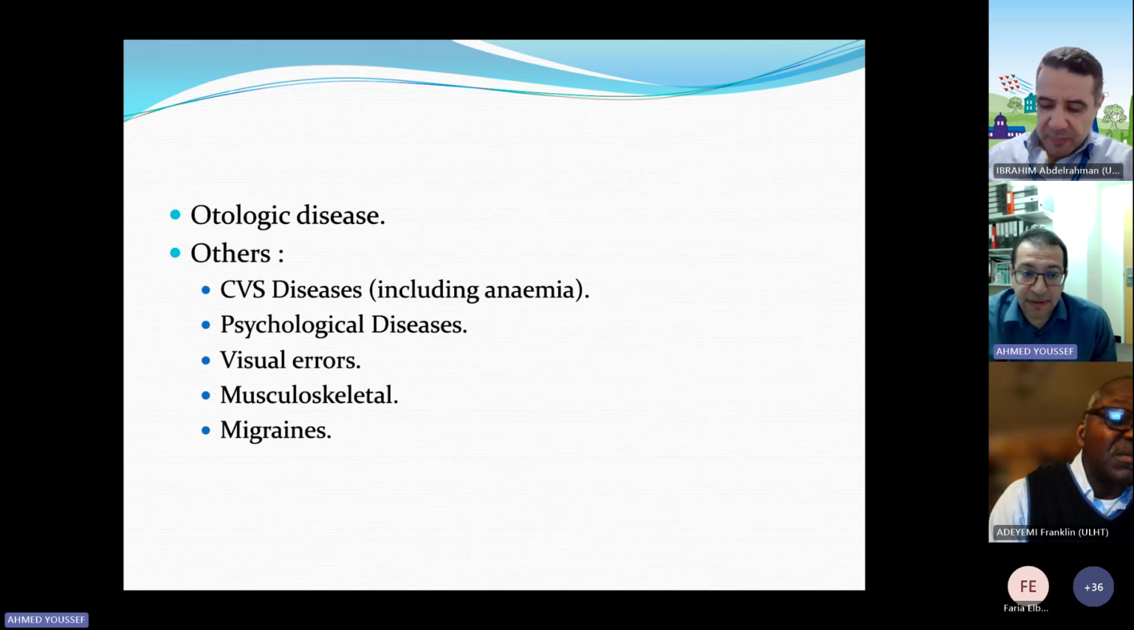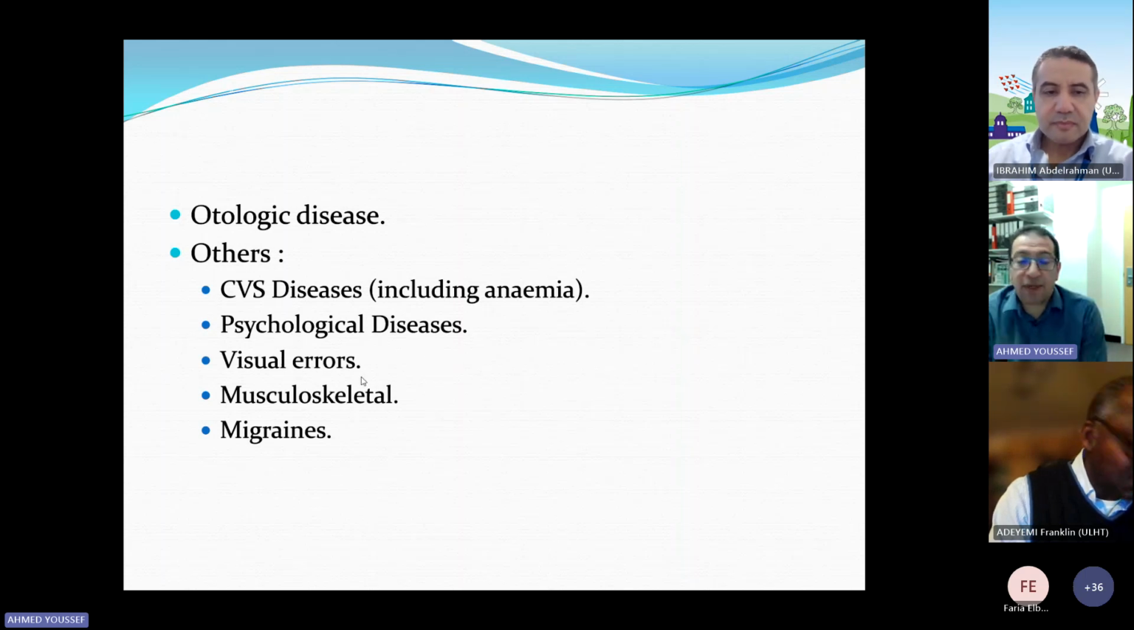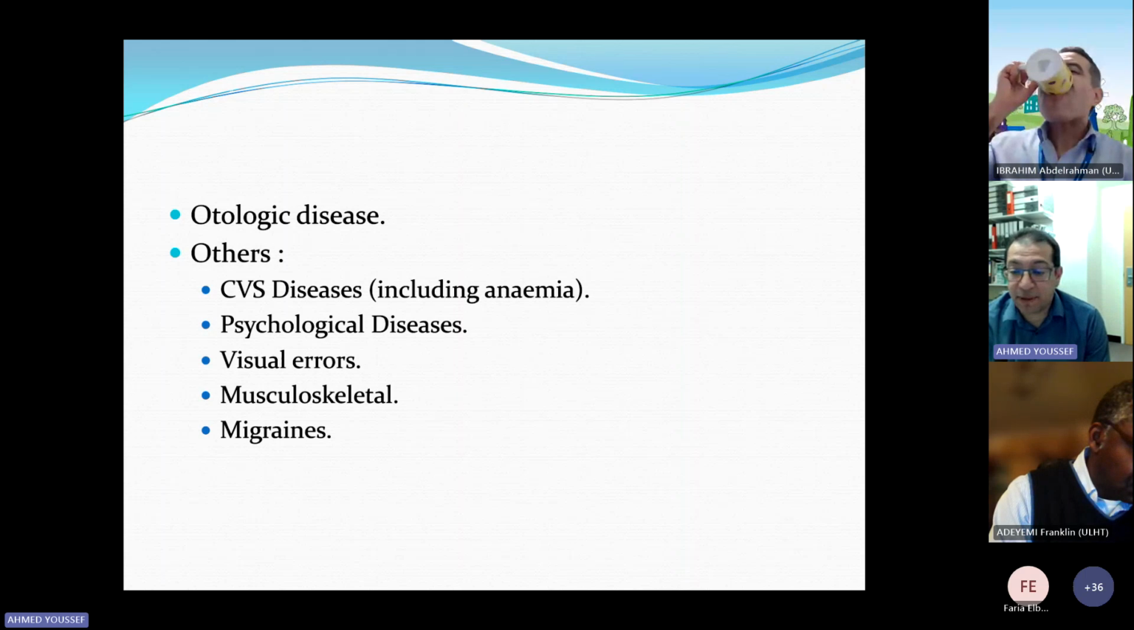After we finish all this, there are things that I specifically ask the patient about, even if the patient does not volunteer to report them to me. So if there is any cardiovascular disease, for example, including anemia, any psychological problems, anxiety or depression, visual errors. A lot of times we see elderly patients come in feeling dizzy, they have cataracts, they go and have it done, and the dizziness disappears after the cataracts get treated.